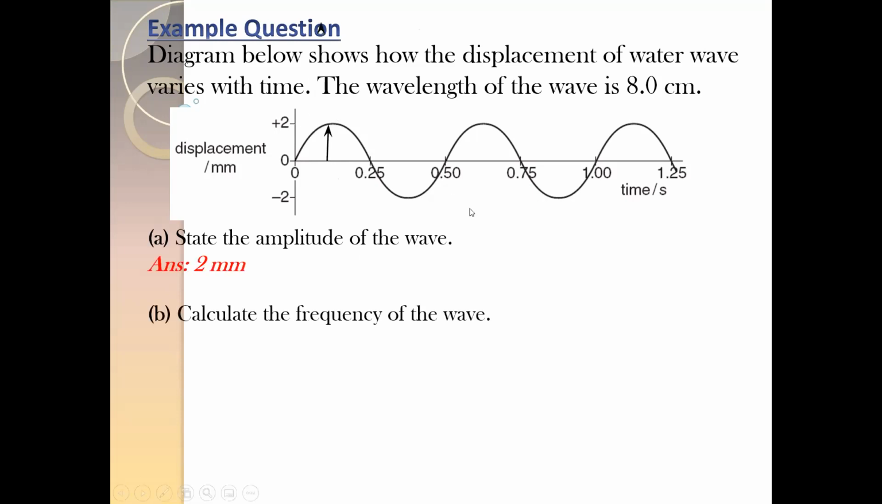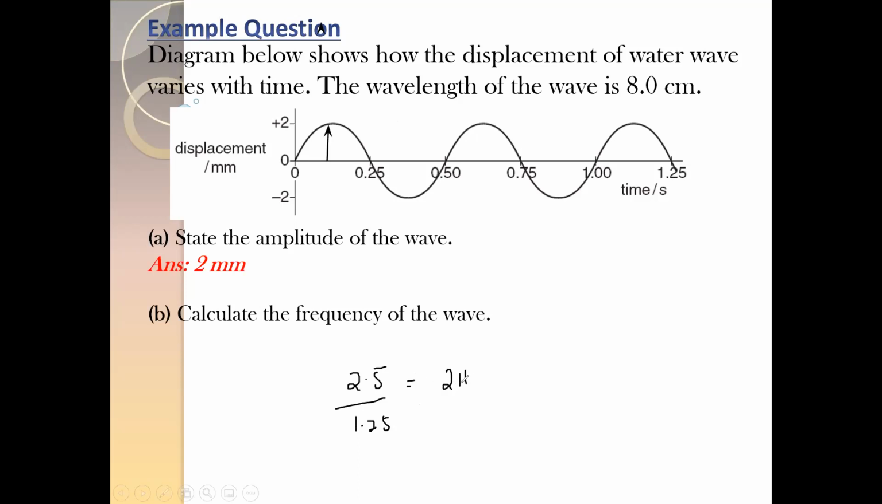Frequency means how many vibrations in 1 second. As you can see, the number of vibrations is 2.5, in how much time? What is the total time? It is 1.25 seconds. So you will get 2 hertz.